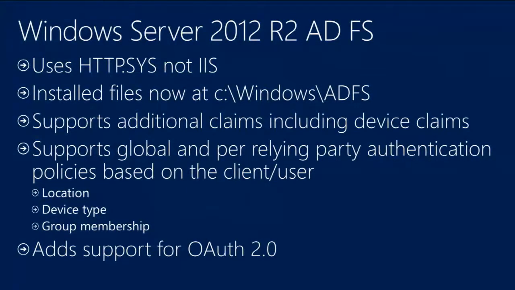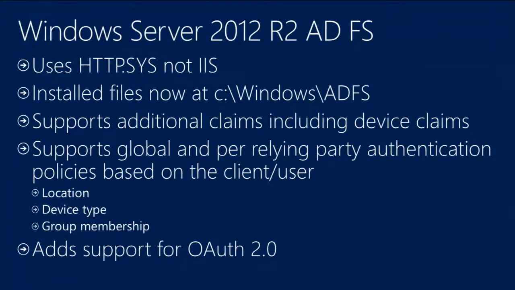IIS has gone, so there is no need for IIS anymore. Everything is done using http.sys. That brings a little bit of challenge in terms of rebinding certificates and everything else. You need to use PowerShell for doing that, so we rebind certificates using PowerShell. The install directory is under Windows ADFS. So if you need to look for the config files for turning on tracing and things like that, then you go into that particular directory.